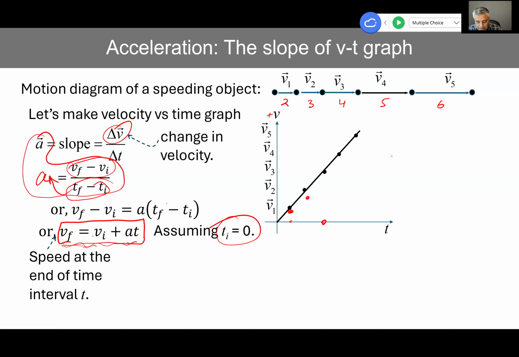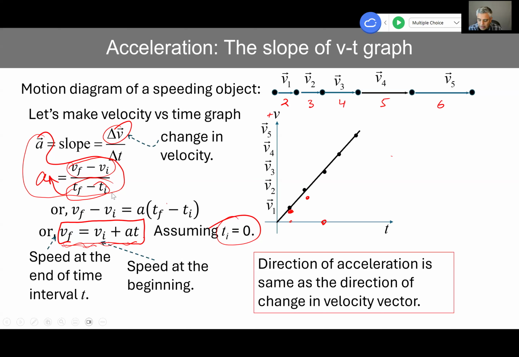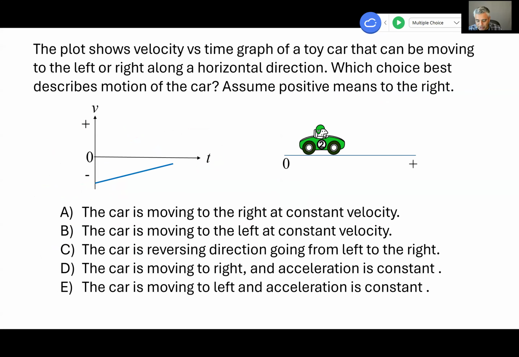How do I read this equation? Final velocity is equal to initial velocity plus acceleration times time interval. Okay, so that's how I read it. And the direction of acceleration is going to be the same as the direction of change in velocity, not velocity, but change in velocity, because acceleration comes from change in velocity. Whatever the direction of change in velocity is, that's going to be the direction of acceleration. Okay.